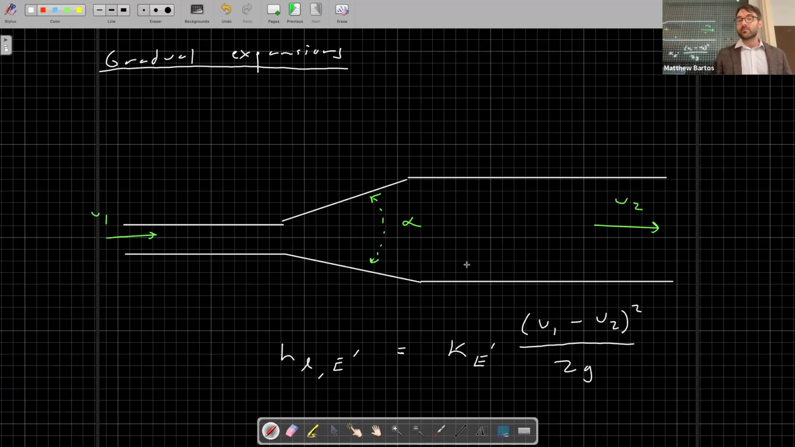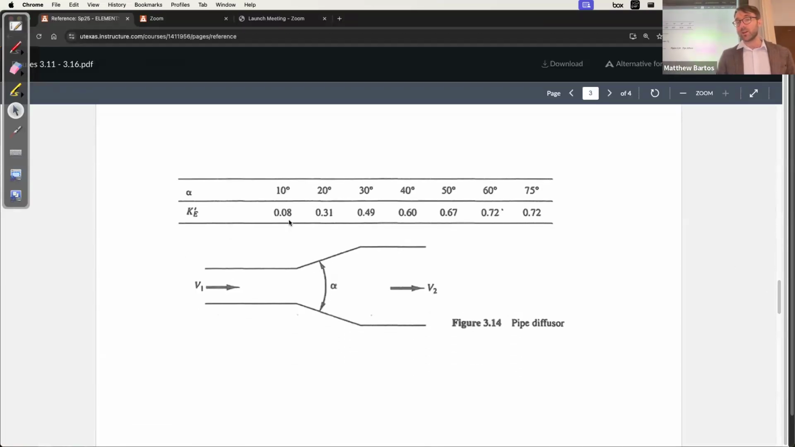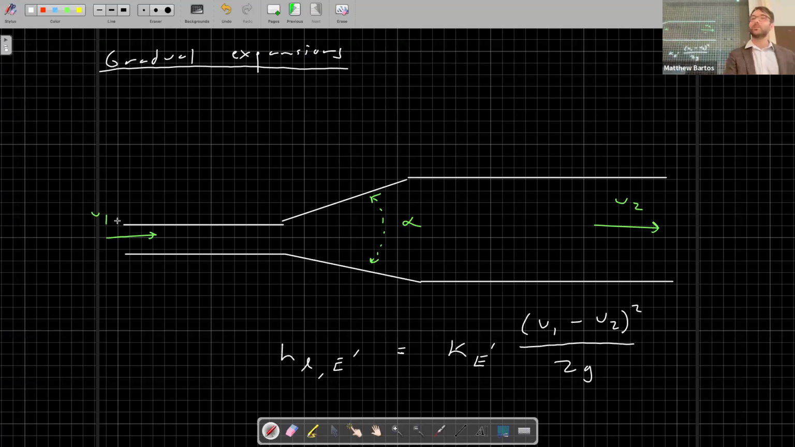So again, the expansion loss coefficient in this case depends on that angle. We can take a look at some examples here. Again, the range is pretty large. It can range from 0.08 on the low end all the way to getting close to 1 at the high end. And you can imagine as that angle approaches 90 degrees, it becomes 1. Any questions on gradual expansions? We've just got a couple more to cover, and then we're going to get to an example.